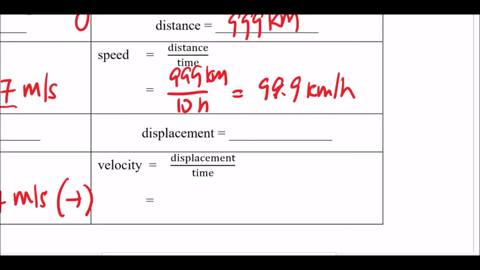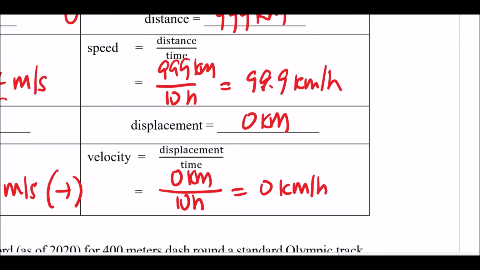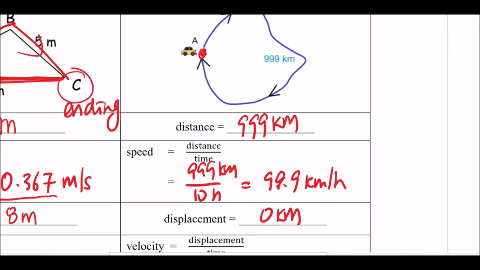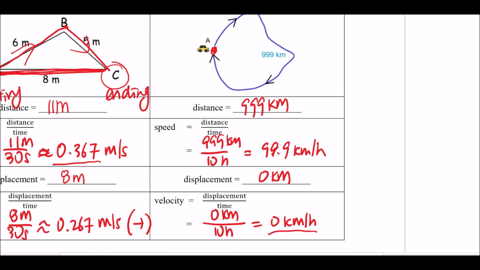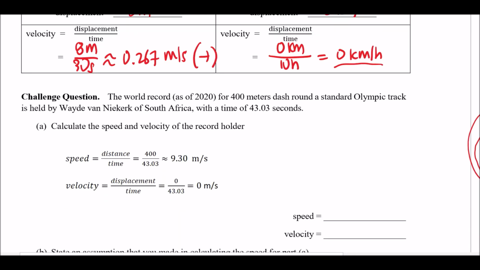But here comes the interesting part. Displacement is 0 kilometers. So what is the velocity? 0 kilometers over 10 hours equals 0. Almost as if the object did not move at all, which is true because the object came back to the same spot. So the velocity in this case is 0. Do take note of the difference between speed and velocity.